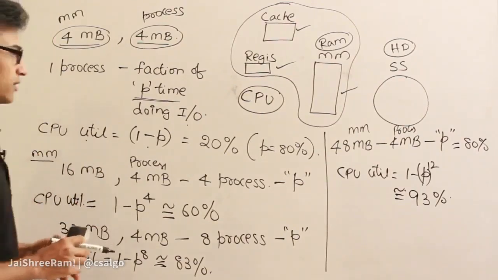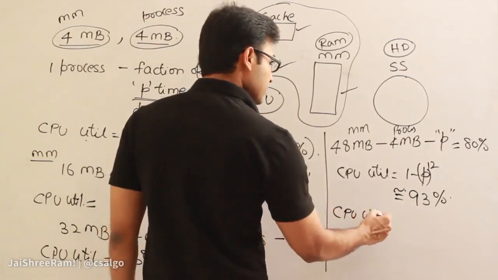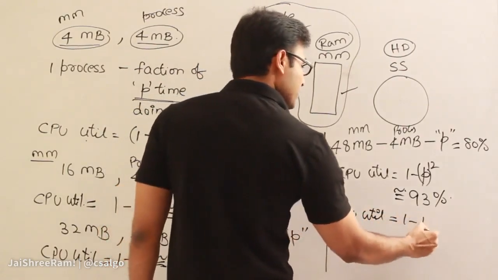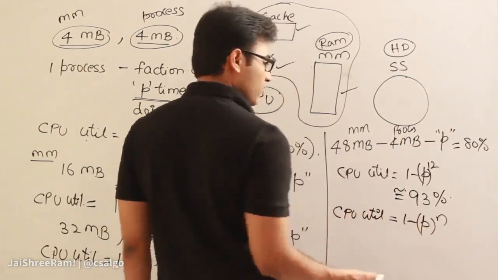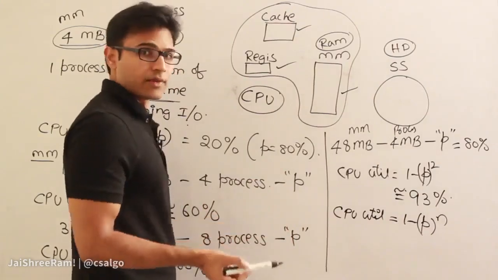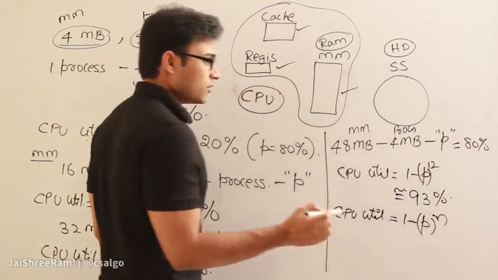In fact, you can think of the CPU utilization like this. CPU utilization is 1 minus p power n, where p is on average the fraction of time every process is waiting for IO, assuming that n is the total number of processes in the main memory. I told you, what is n?